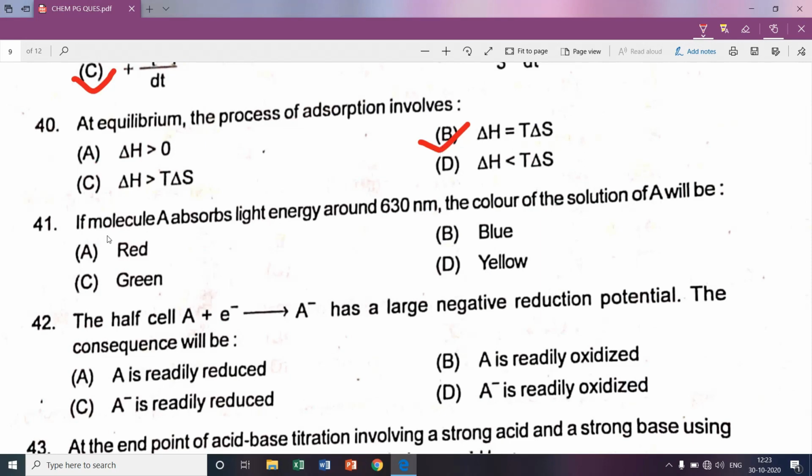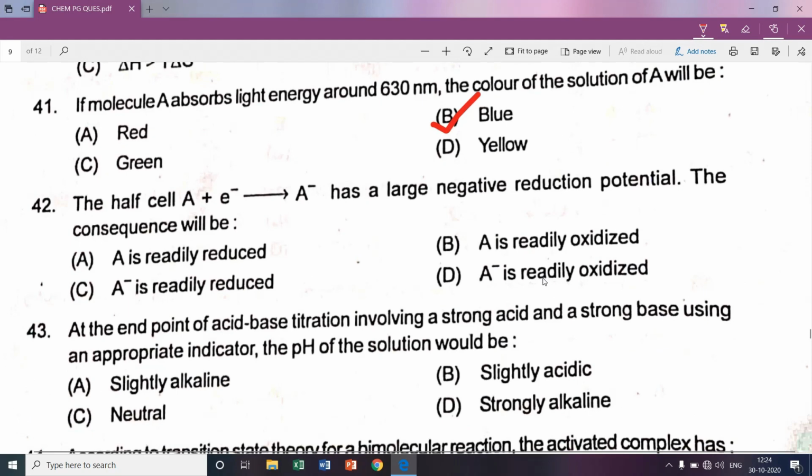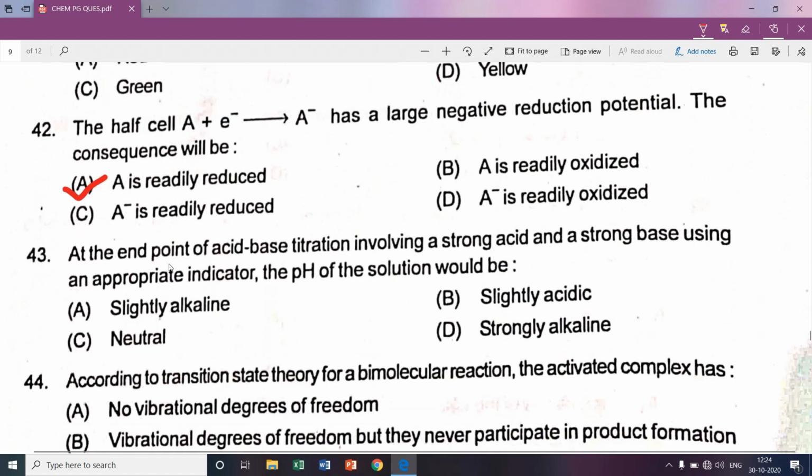Question 41. If molecule A absorbs light energy around 630 nanometer, the color of the solution of A will be blue. Option B is the right answer. As we know, a molecule that absorbs light energy around 630 nanometer, that is orange, shows its complementary color, that is blue. Question 42. The half cell A plus electron gives A minus has a large negative reduction potential. The consequence will be. Option A is your right answer, that is A is readily reduced.